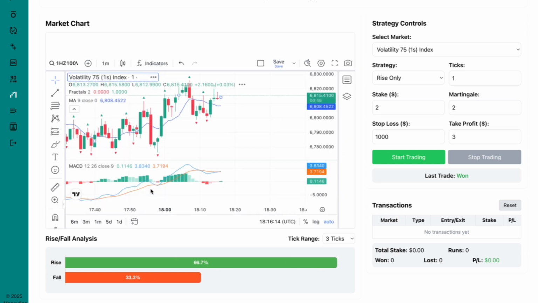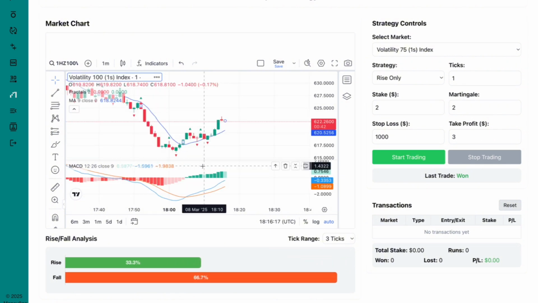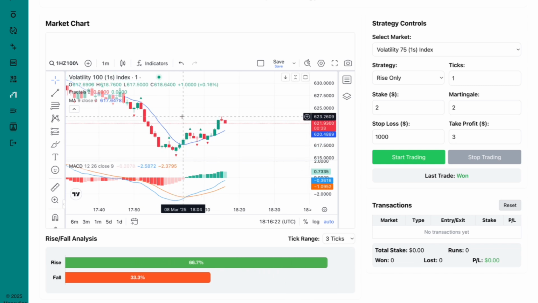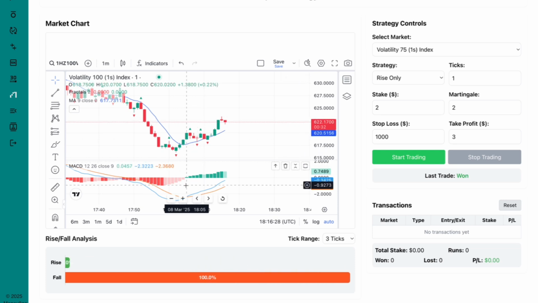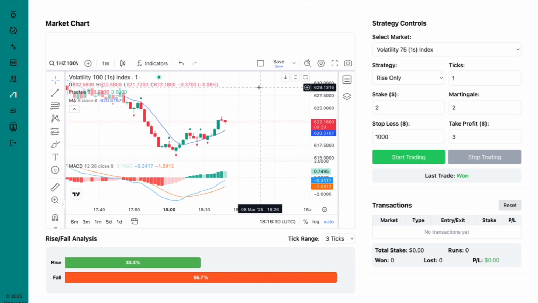So the key is patience. The key is patience. So like this one, if you entered here, this would have been a good time to enter here, but then we can't enter there. So let's just wait for this one to play out, and then we look for another market.